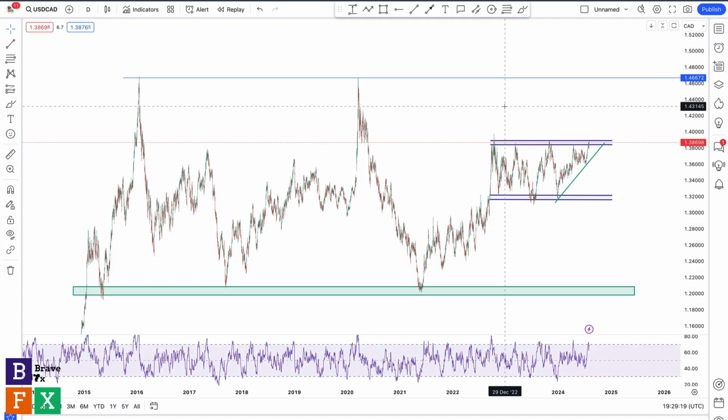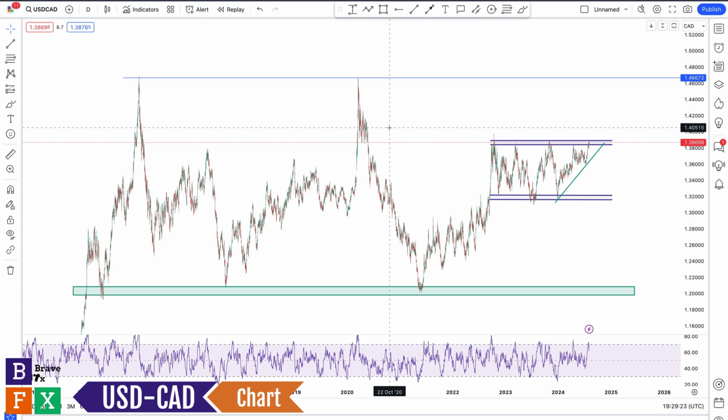Very interesting chart. I've been following this one for years. Just the fact that I won't be trading currency pairs right now is the only thing stopping me from trading USD-CAD. If not, this would have been a very sweet chart and a sweet trade if we do get a breakout from this area of resistance.